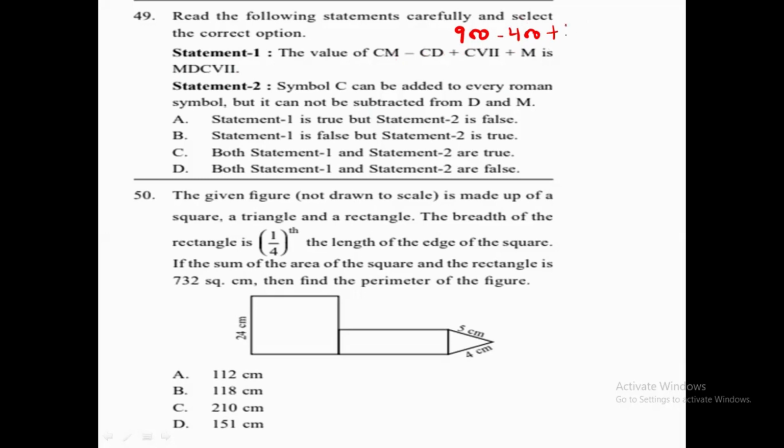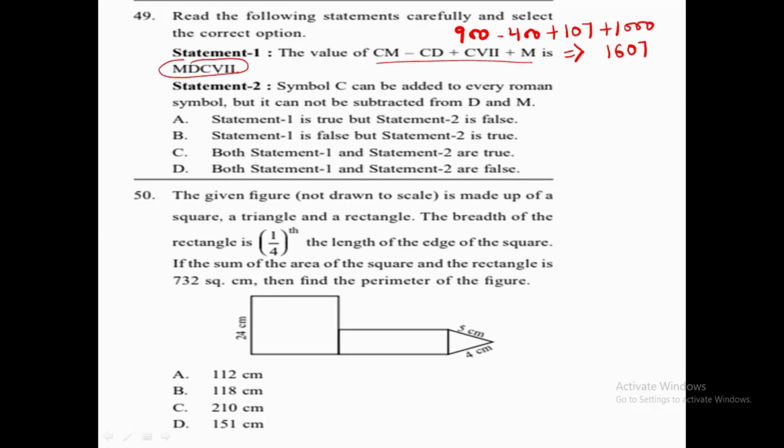And after that, we have M, which is equal to 1000. When we are adding and subtracting, doing all the operations given over here, the result we are getting is 1607. Now, in statement 1, when we solve all this, the answer we are getting is this.